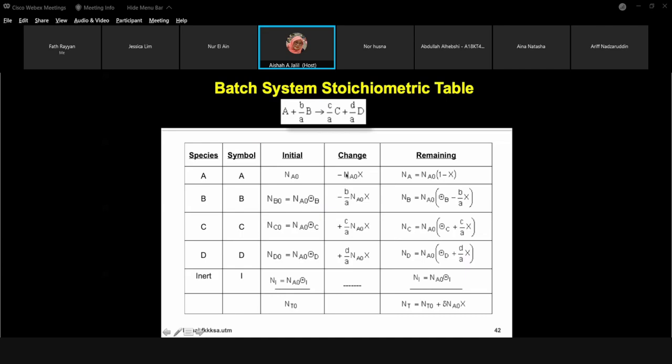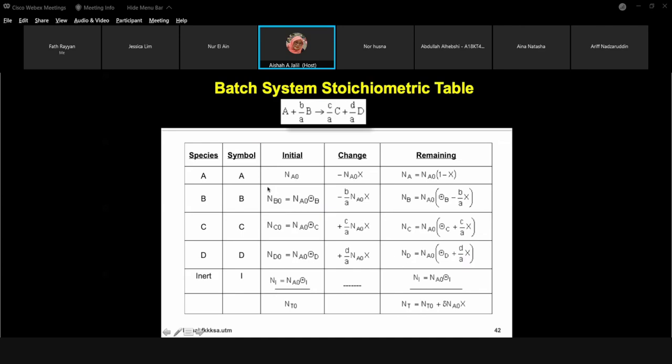So if you just have A plus B to C, you do not have D, so you do not have to write this one, for example. But they teach you the general equation, so you have to put all.